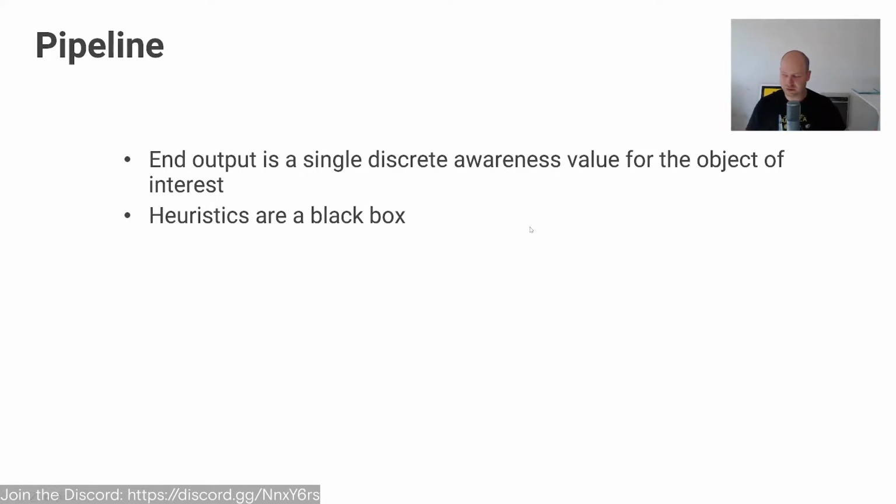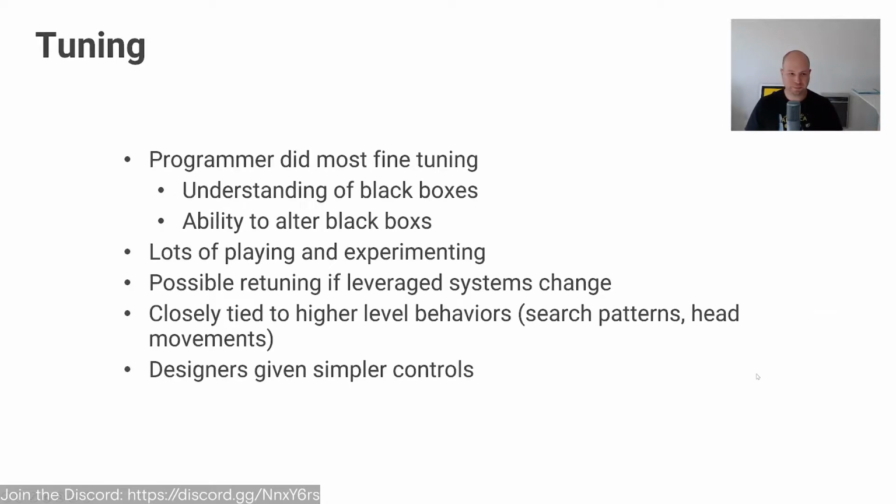Below that, obviously, is the decision stuff. And the heuristics to you are a black box. Like, you don't know why anything happened. You just know that I should be aware of this thing. So the programmer does most of the fine-tuning, right? The understanding of the black boxes, the ability to alter the black boxes. That's not available to us as an AI. It's not available to us as a player.